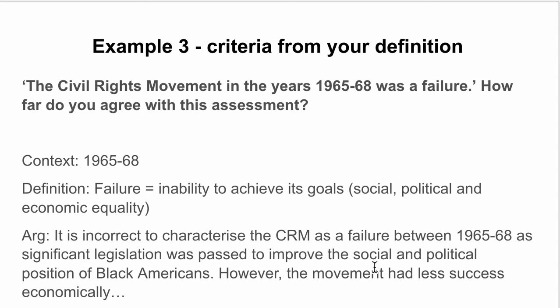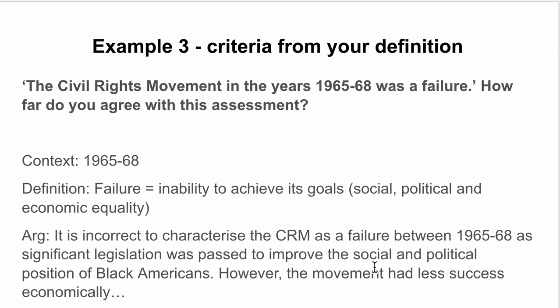this question that I've just come up with: the civil rights movement in the years 65 to 68 was a failure. How far do you agree with this assessment? So then you would define, you've obviously done context, you'd define, what do we mean by failure? So you'd say inability to achieve its goals. That's a failure if you don't achieve your goals. Obviously, you could define this differently. This is what I've just kind of come up with. And you'd say the goals were social, political, and economic equality.